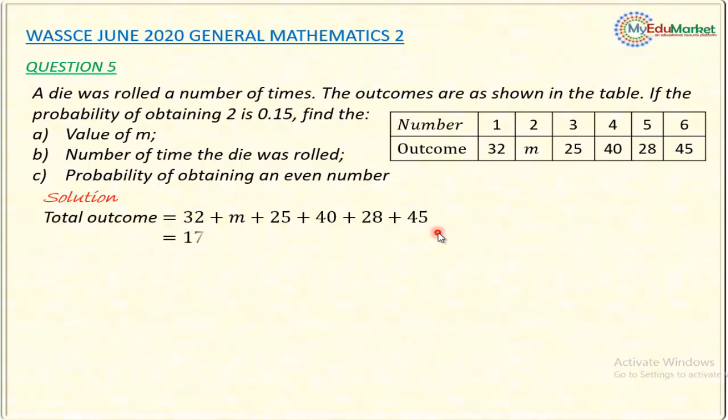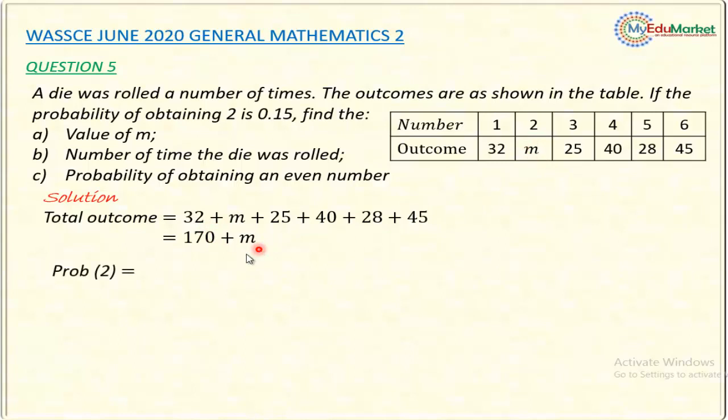So if we continue simplifying this, the addition of 32, 25, 40, 28 and 45 gives 170, then plus M, because M is not known. So this is the total outcome, 170 plus M. The probability of getting the outcome 2 is given as 0.15, and outcome 2 was obtained M number of times from the total outcome 170 plus M.